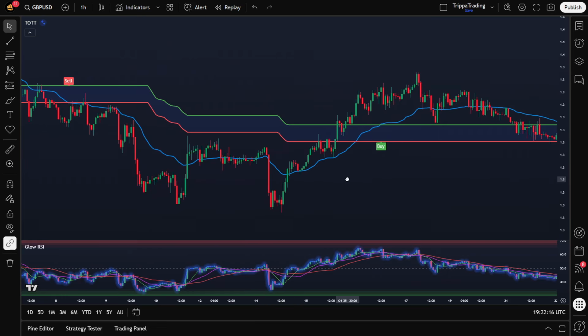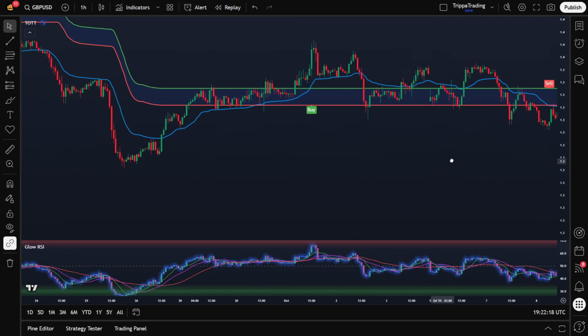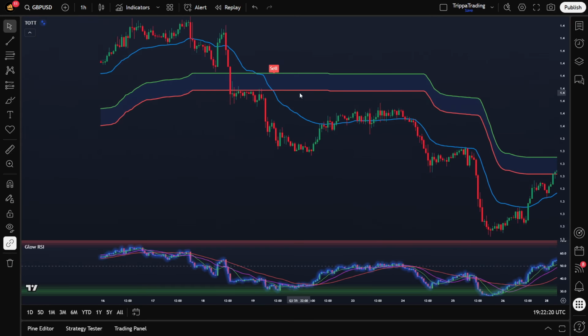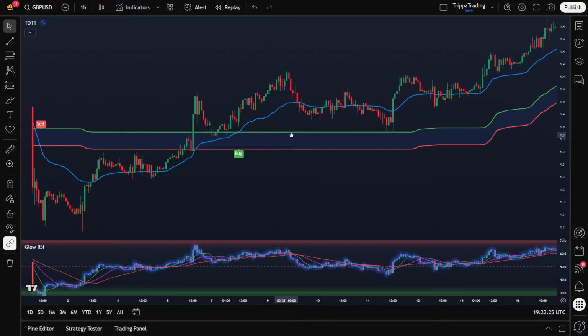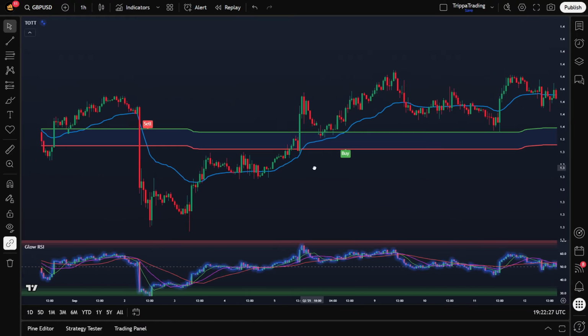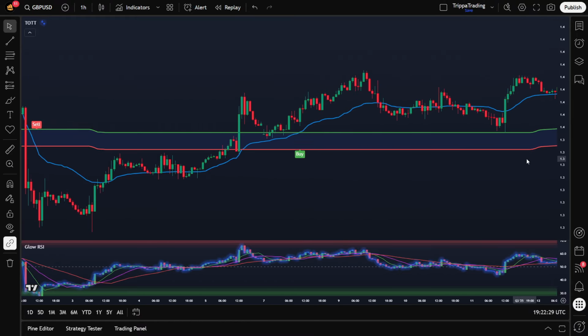The Twin Optimized Trend Tracker shows us trend direction and potential entries, and the Glowing RSI Candlesticks confirms whether momentum agrees with the signal. The combination filters out a lot of false moves, and I will show you that in this video. Here's how we'll trade it.